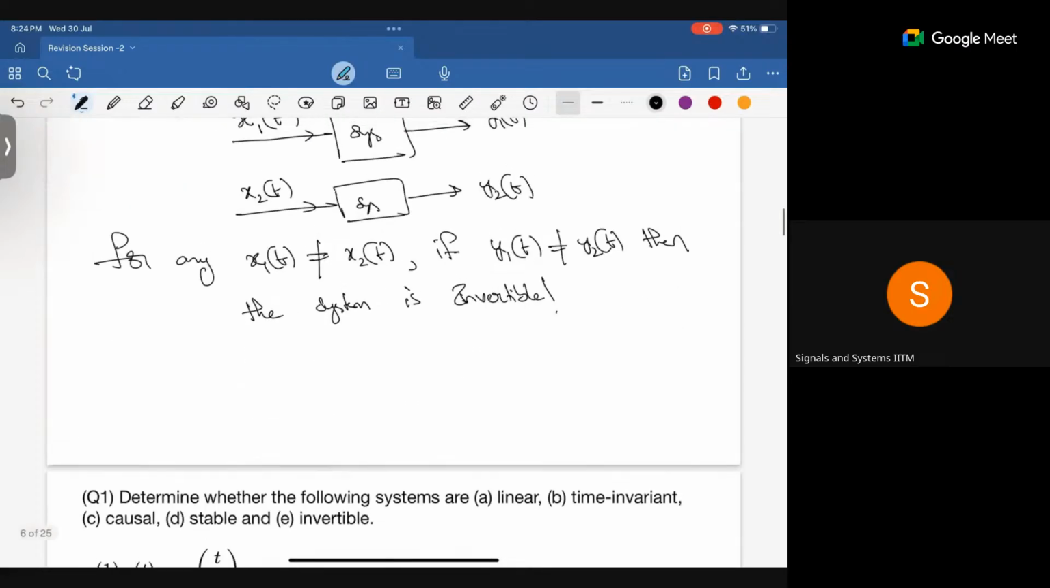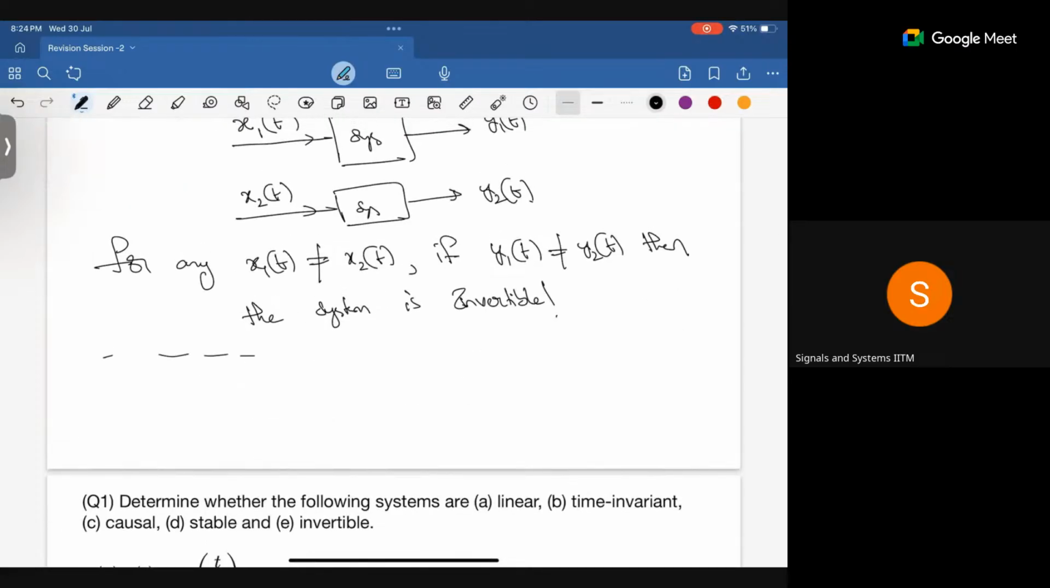So y of t is equal to x squared of t. This we can see, no? So for one input x1 of t, I will just give a constant signal 2. And for another input, I'll give -2. Yeah, it's like a horizontal line test. Very good. So which breaks the 1-to-1 condition.